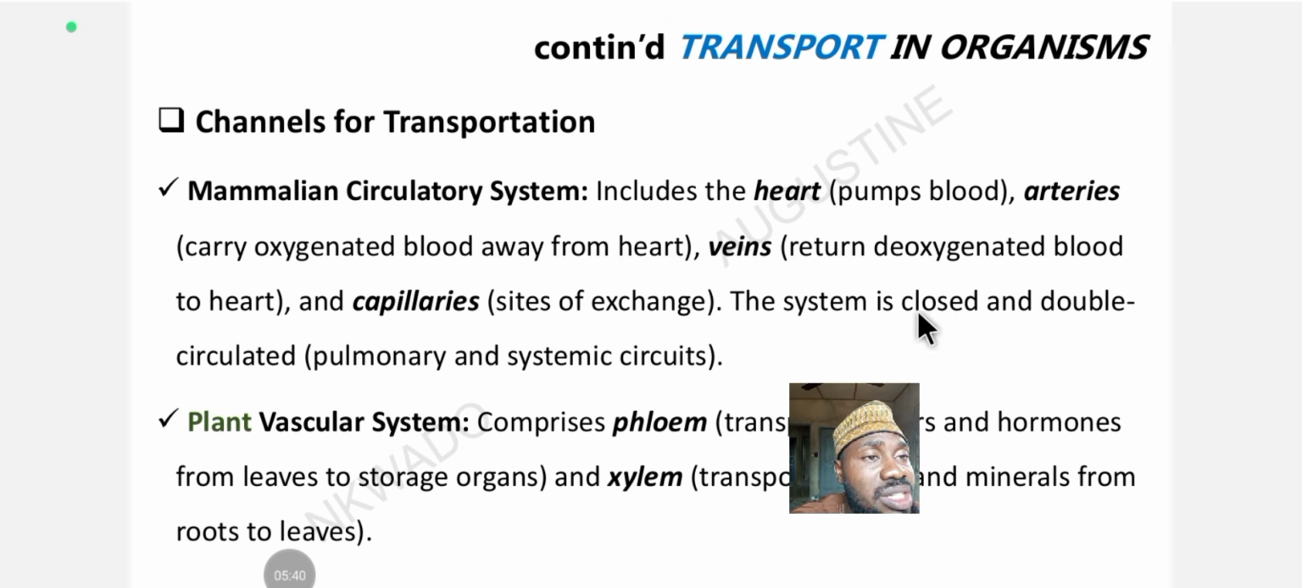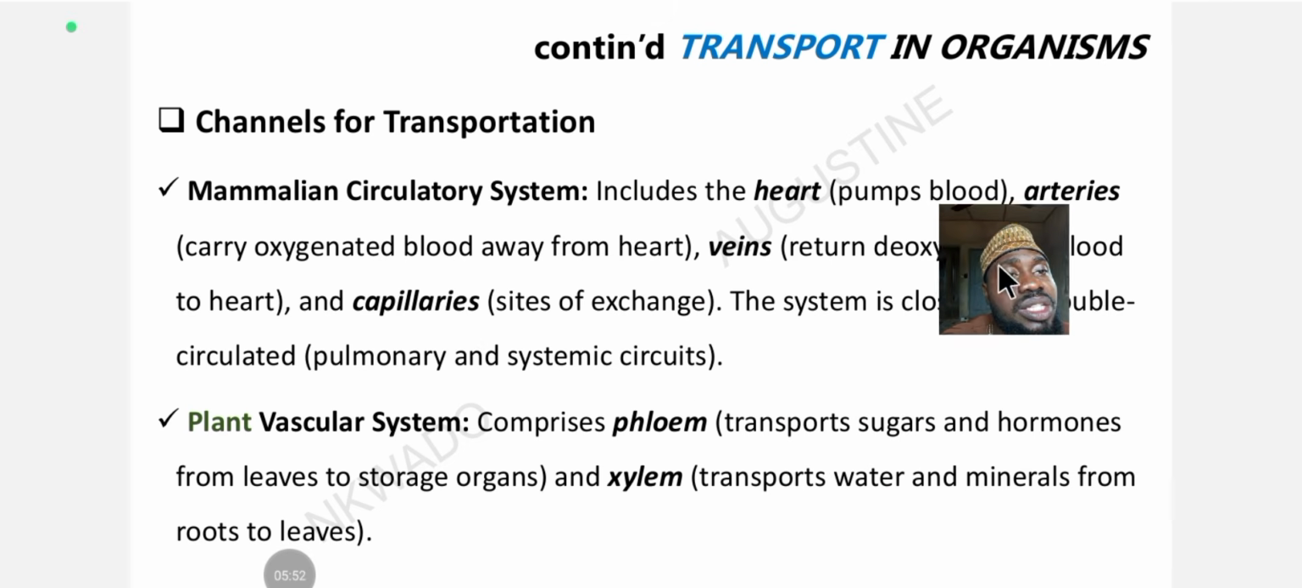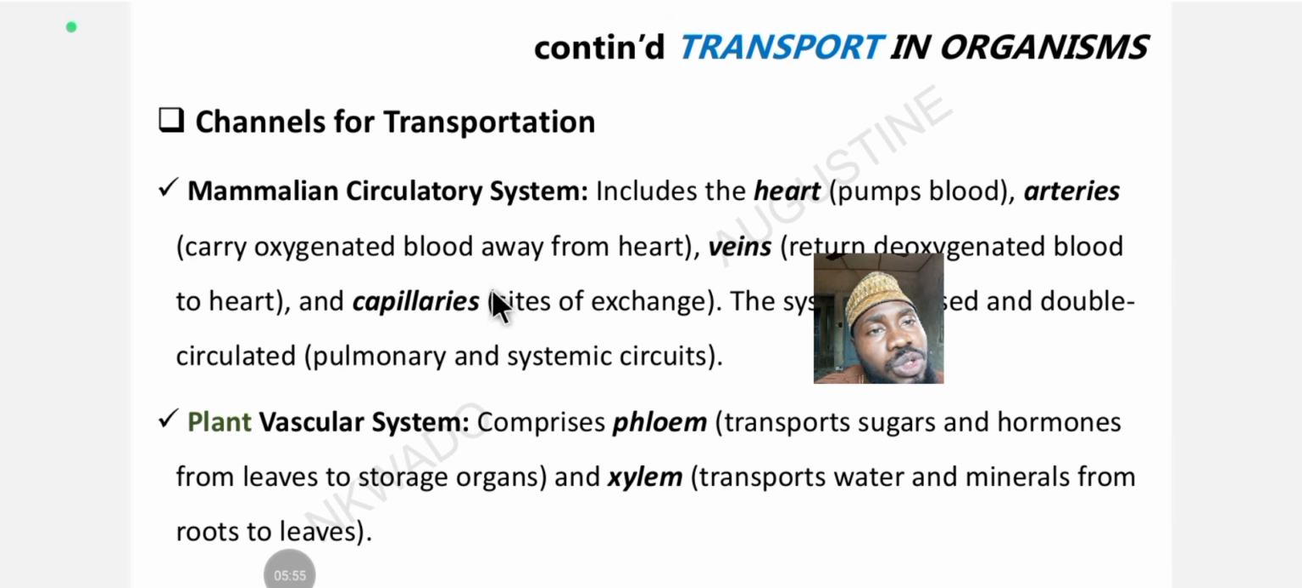The system is closed and double circulation, okay? Pulmonary circulation and what? Systemic circulation or systemic circuit. That's what you need to know here, okay? So before we continue, the biggest vein in the body is the vena cava, while the biggest artery in the body is the aorta.